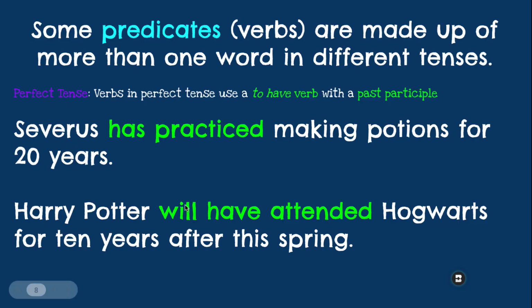In this one, Harry Potter will have attended Hogwarts for 10 years after this spring. Attended, that sounds like the initial action, right? The verb or predicate that we would be looking for. But we also have to make sure we are including the complete verb phrase will have attended when we are selecting the correct predicate.